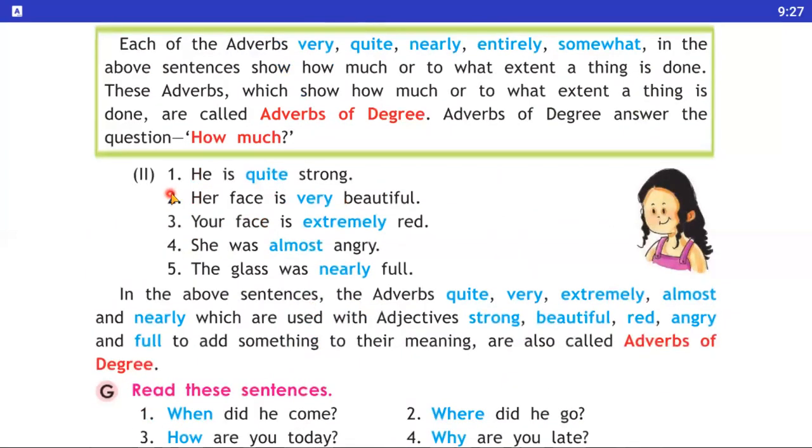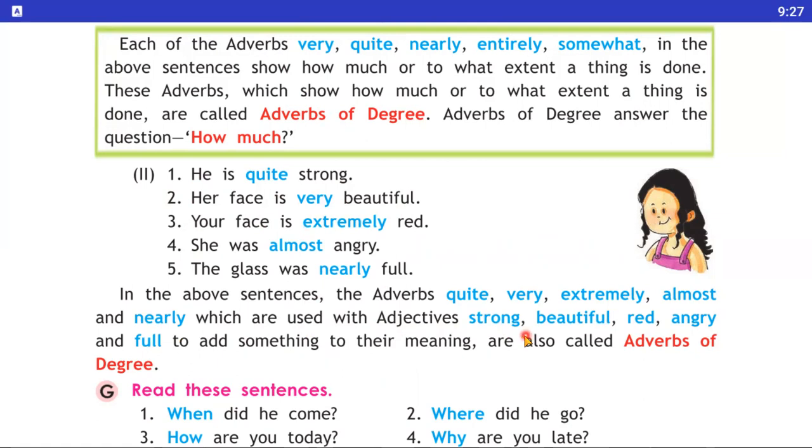So examples are given here. He is quite strong. Her face is very beautiful. Your face is extremely red, and she was almost angry, and the glass was nearly full. So student, in the above sentences, the adverbs are quite, very, extremely, almost, and nearly. So which are used with adjectives?